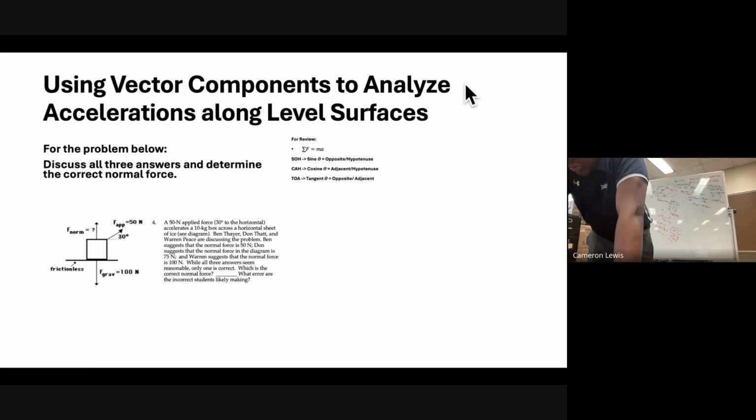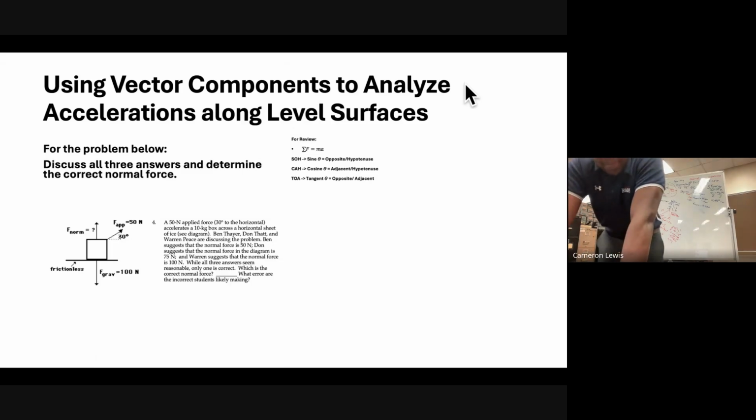Ben suggests that the normal force is 50 newtons. Don suggests that the normal force in the diagram is 75 newtons. Warren suggests that the normal force is 100 newtons. All three answers seem reasonable, but only one is correct. Which is the correct normal force? Then we want to see what the error is, and we talk about the error.